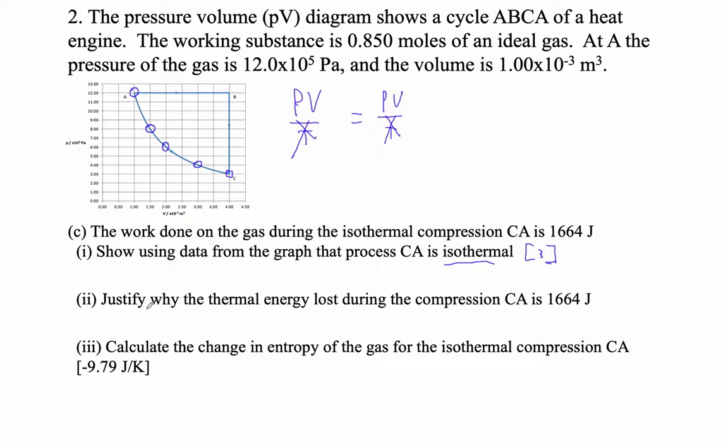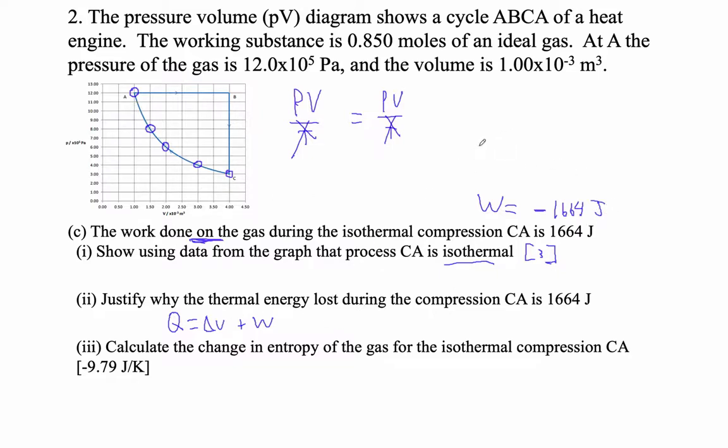Justify why the thermal energy loss during the compression is 1664. So you're going to use this: Q is change in U plus work. Okay. And so let's see, it says the work done on the gas. Well, that means that the work is negative 1664, because it's on the gas. Positive work is piston moves out, but this is piston moves in. So this is negative work.